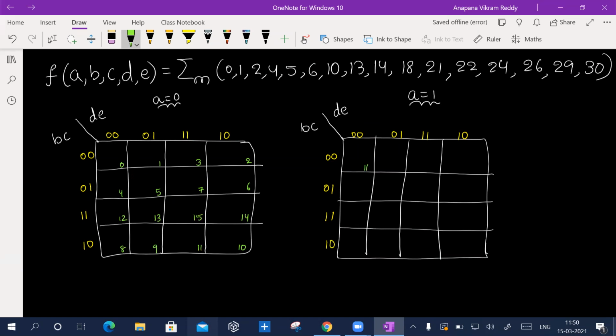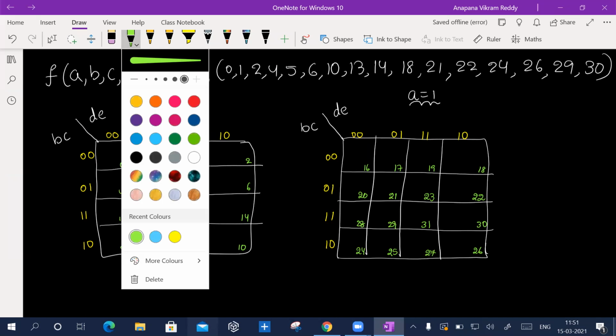And what about here? You have 16, 17, 18, 19, 20, 21, 22, 23. And this is 24, 25, 26, 27, 28, 29, 30. Agree? Everyone? Yes, sir. Yeah, so please have this confidence. Okay, then let me fill everything. Let me fill, I take this color.